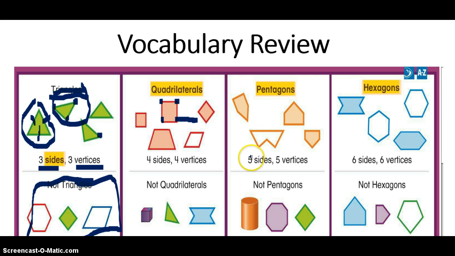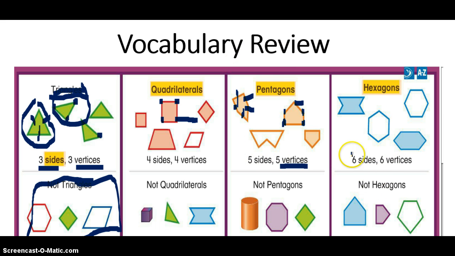A pentagon has 5 sides and 5 vertices. Let's count our vertices. 1, 2, 3, 4, and 5. I can see that there are 5 vertices. Now let's count our sides. 1, 2, 3, 4, 5. This shape has 5 sides.